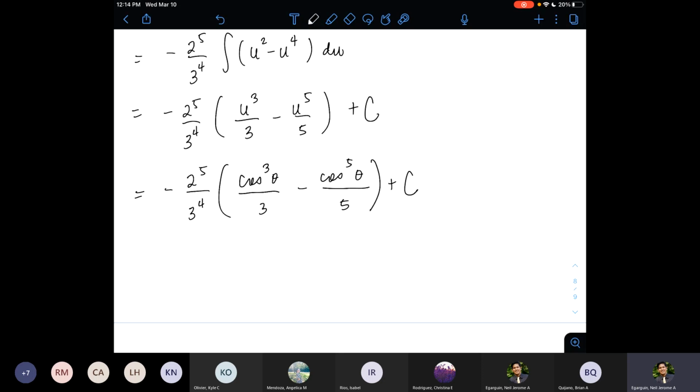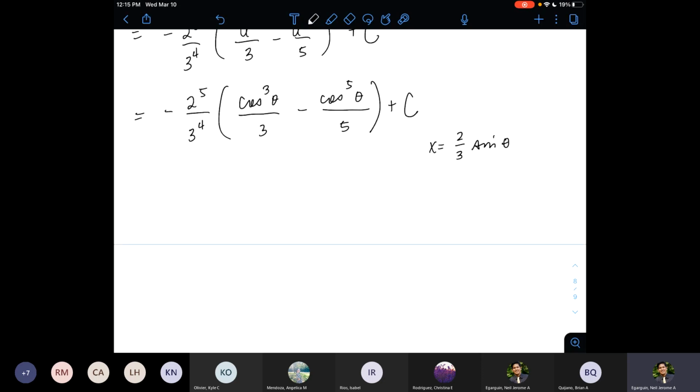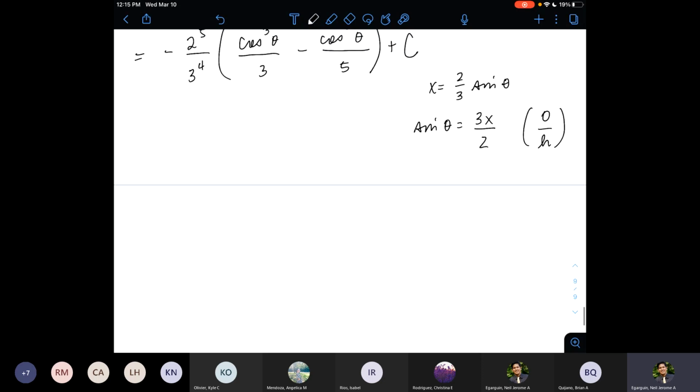But remember, we originally dealt with an integral in the variable x. So we need to go back to x. But remember, we let x be equal to 2/3 sine theta from above, right? So that means sine theta is equal to 3x over 2. And from SOHCAHTOA, sine is opposite over hypotenuse.